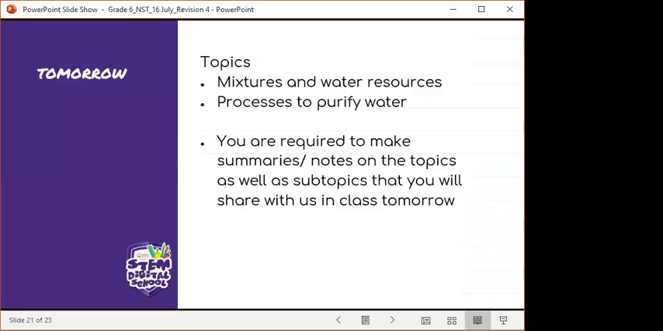Tomorrow, please make summaries and notes on the following topics: mixtures and water resources, as well as processes to purify water. Read through the topic of mixtures and water resources, as well as processes to purify water. All right. And if you do have any other questions with regards to these topics, then you can ask in class tomorrow, and that will bring us to the end of our revision.